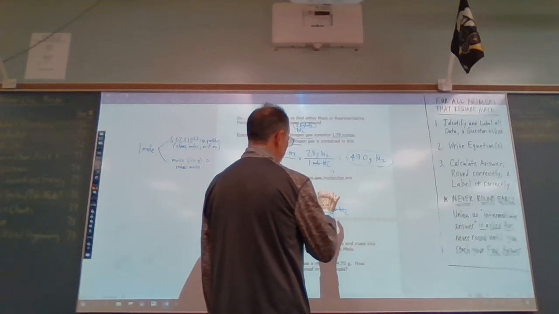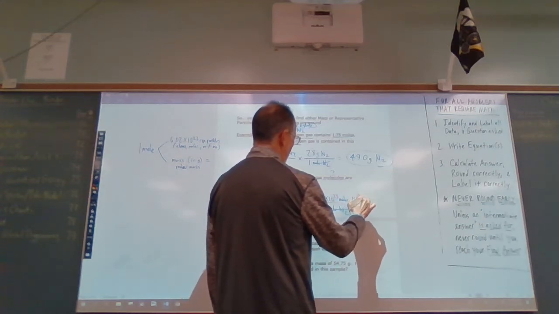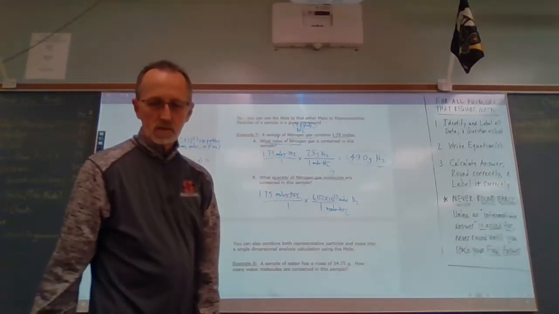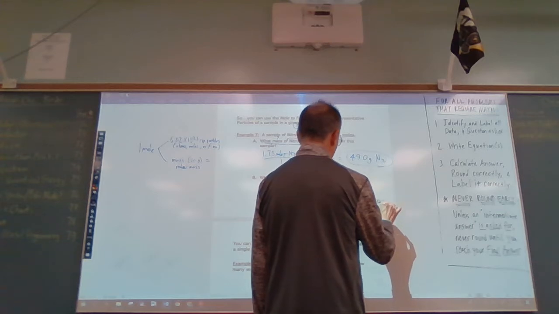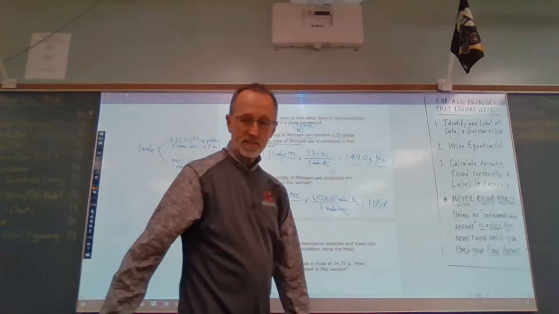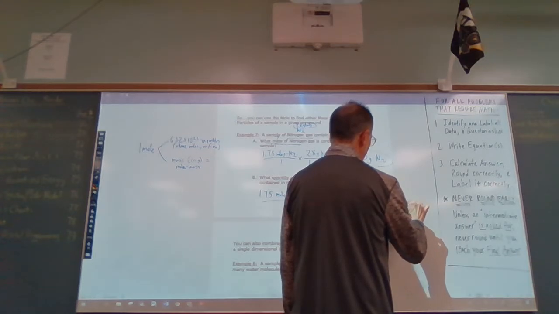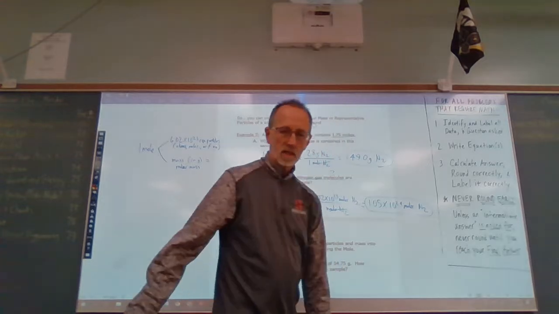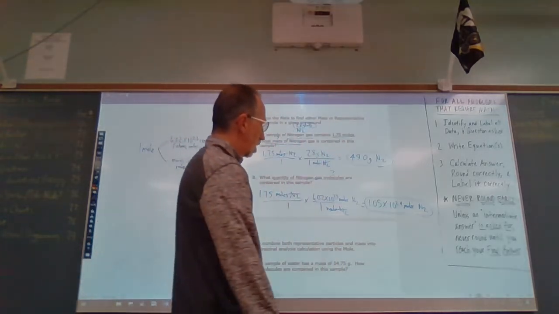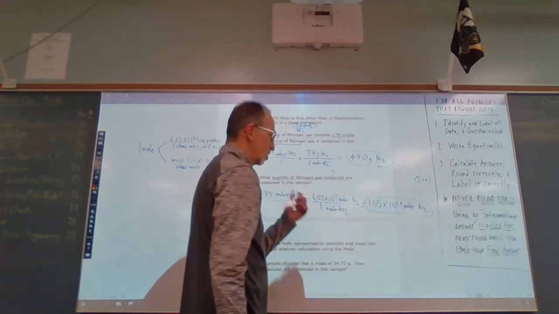And now it's 6.02 times 10 to the 23rd molecules of N2. And with 3 sig figs, we have 1.05 times 10 to the 24th molecules of N2. All right? Again, 3 sig figs based on our original measurement.